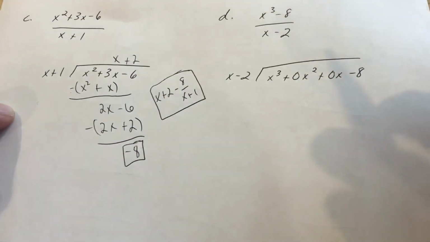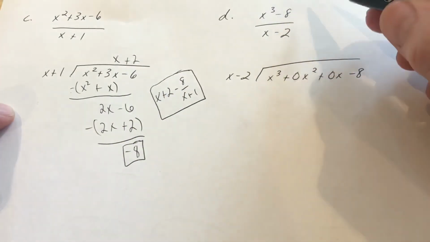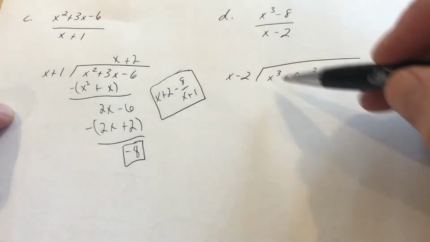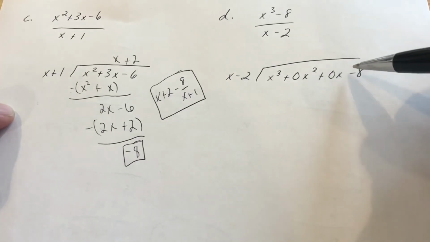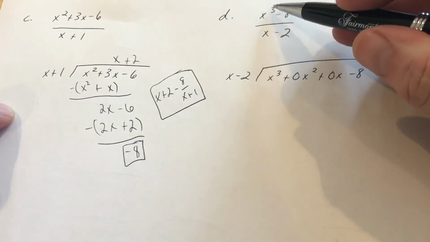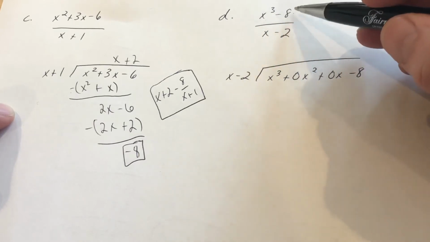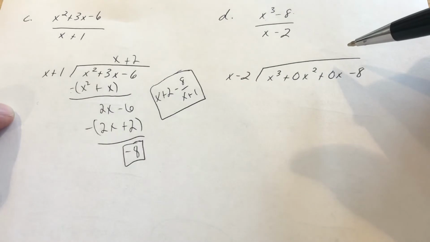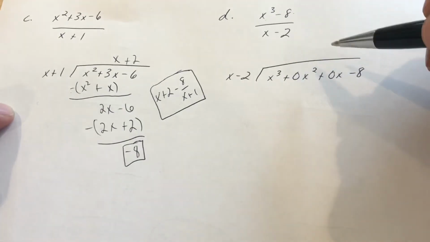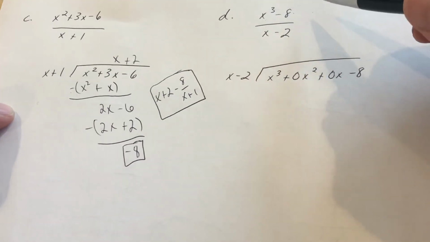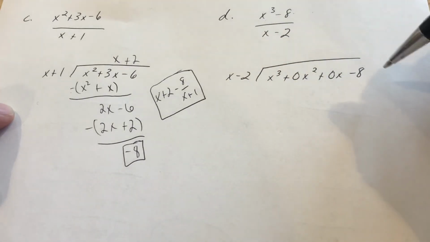Okay? And the last one here, we've got x cubed minus 8 divided by x minus 2. Okay? So when we're filling in that numerator here, that dividend here, we've got a couple of exponents missing. We go right from a third degree expression here to the constant. So we've got to account for x squared and x to the first as placeholders. Okay. Anytime you're missing an exponent as you go from the degree of the polynomial down to the constant, you've got to put a placeholder in.